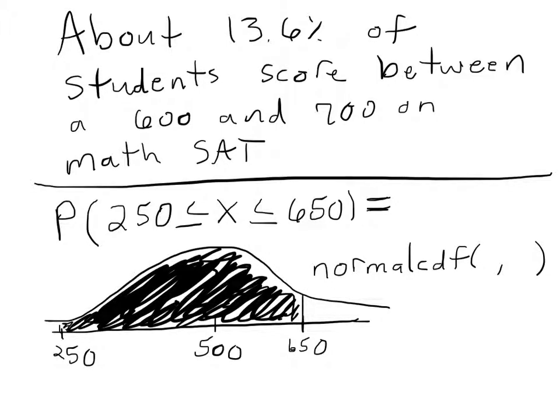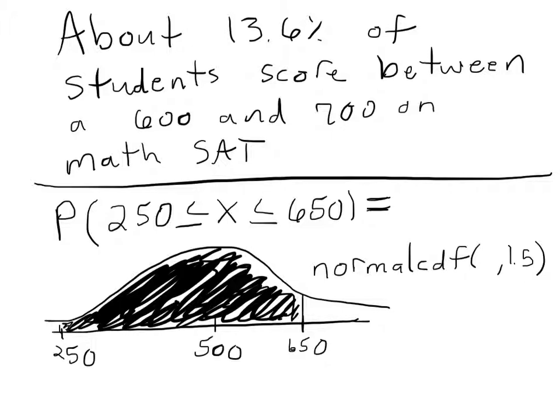So 650 is 1.5 standard deviations above the mean, because the standard deviation is 100. So the distance from 500 to 650, that's 150 units above the mean, but a standard deviation in this case is 100 units. So if I'm 150 units above the mean at 650, and the standard deviation is 100 units, that means I'm 1.5 standard deviations above the mean.